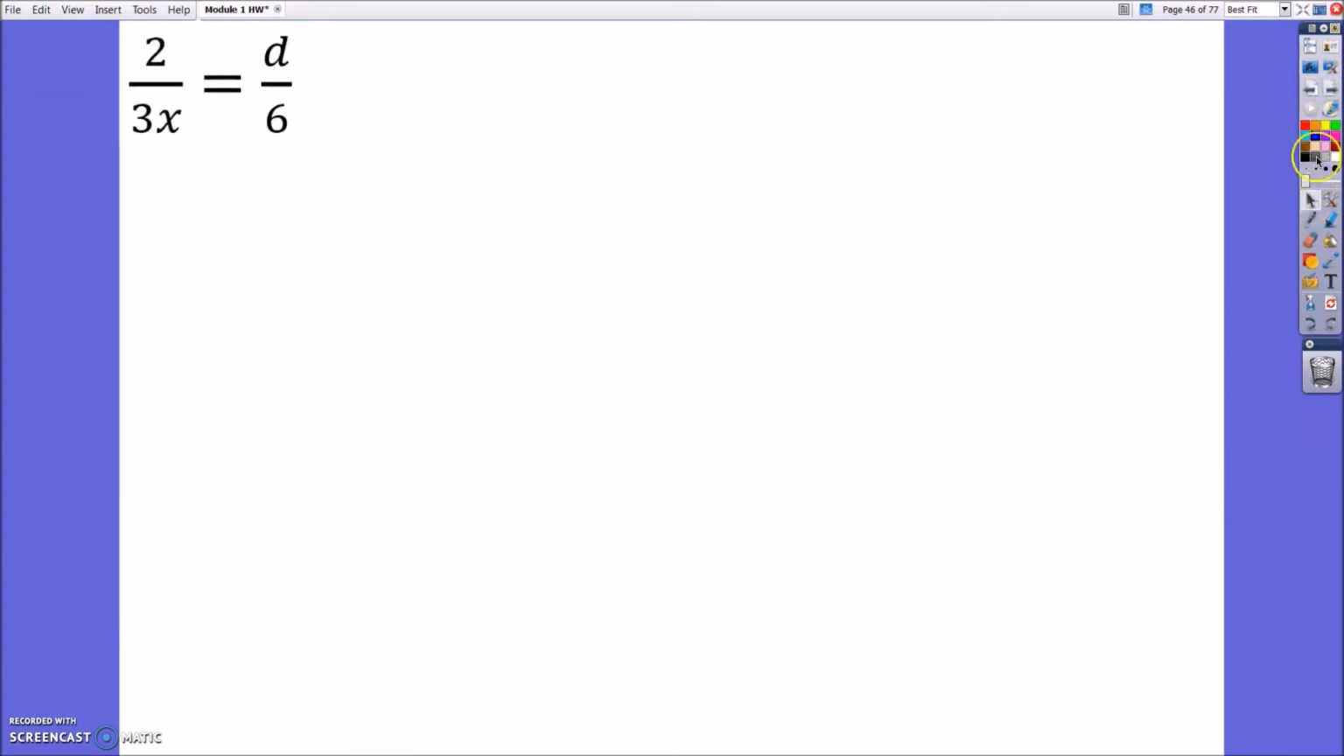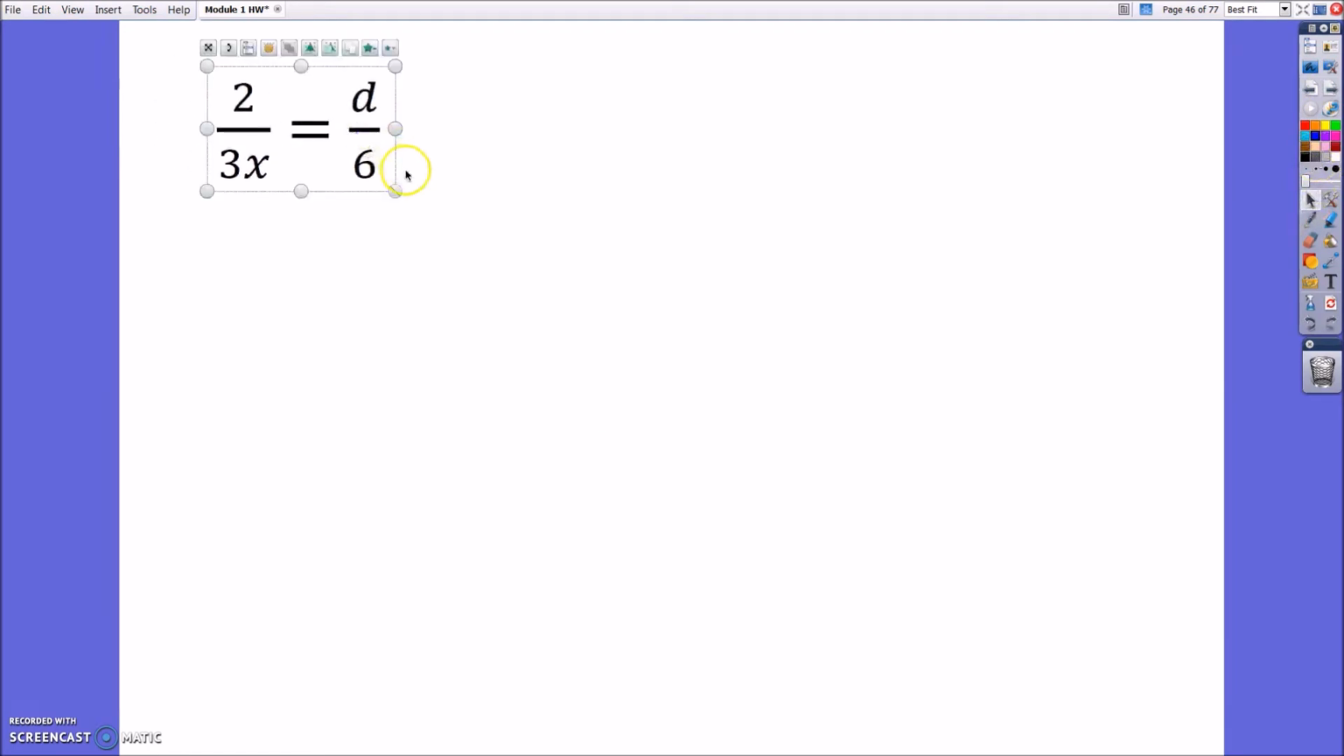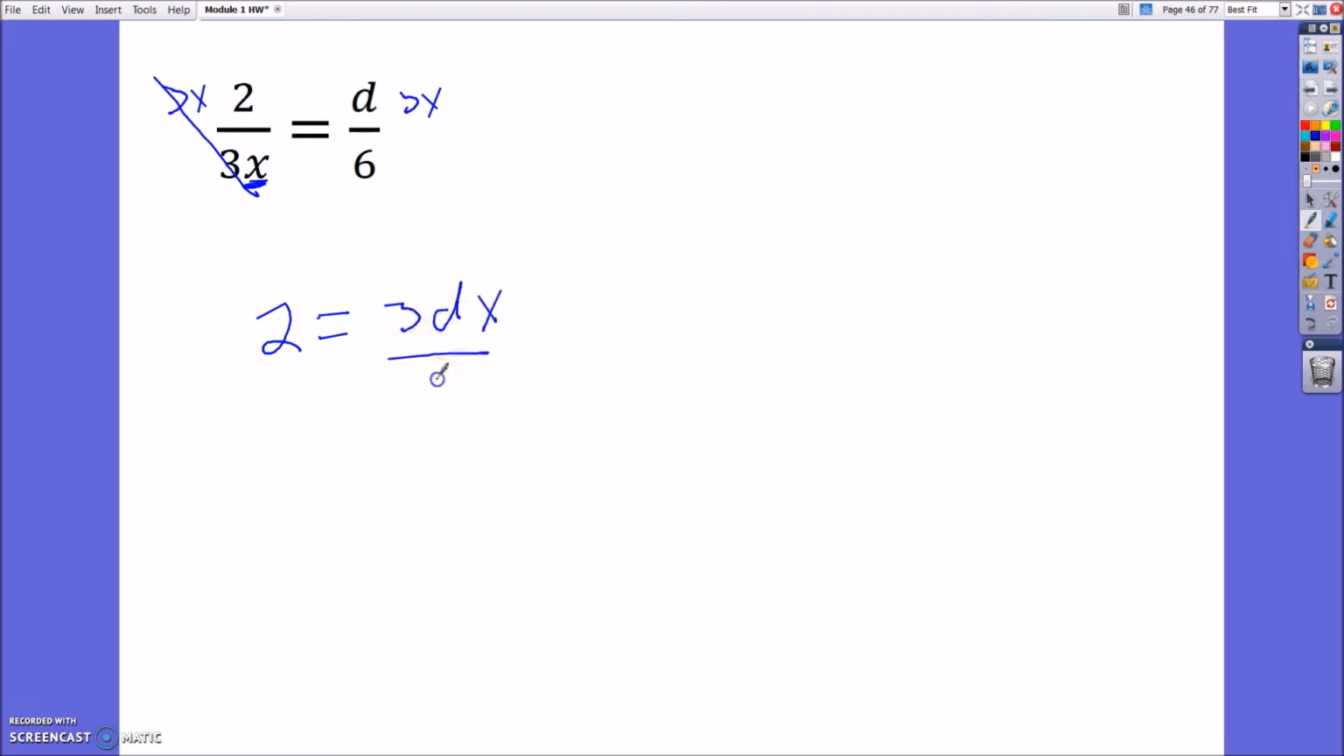So now let's look at this one. I have 2 all over 3x is equal to d over 6. So the first thing, you never want your variable x, and we're always solving for x here, to be in the denominator. So what I'm going to do is multiply both sides by 3x. These cancel, and it'll give me 2 is equal to 3dx over 6. And now I'm going to multiply both sides by 6.